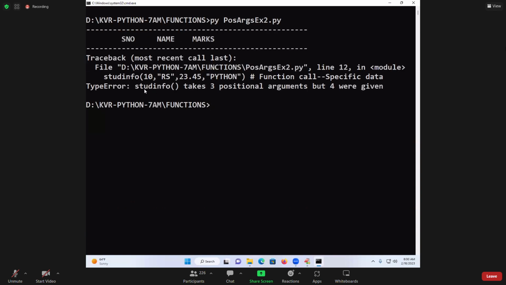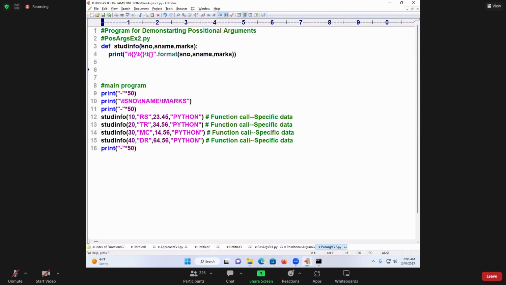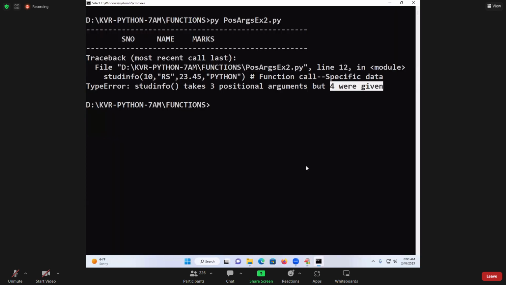Positional arguments example 2.py. An error is coming. Stud info takes what? 3 positional arguments. It is taking 3, but how many are you giving? It is taking only 3, but you are passing 4. That means wrong arguments you are passing. Which error? Type error. Wrong conversions you do, which error? Value error. Invalid conversions, value error. Wrong arguments you are passing, which error always? Type error.